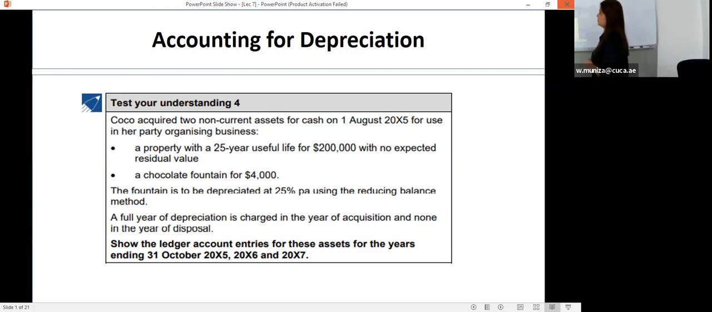My dear students, together with the other information, this last line is also very important. When this line is given to you, it means that irrespective of the date of purchase of an asset, you are going to take a full year depreciation in the year of purchase, and you are not going to take any depreciation in the year when the asset is disposed of.